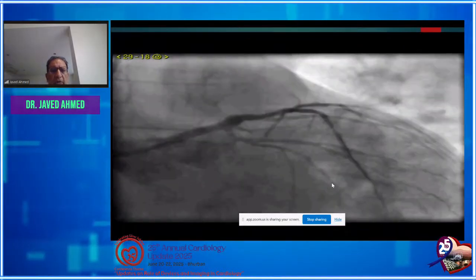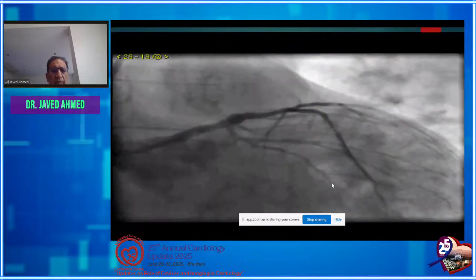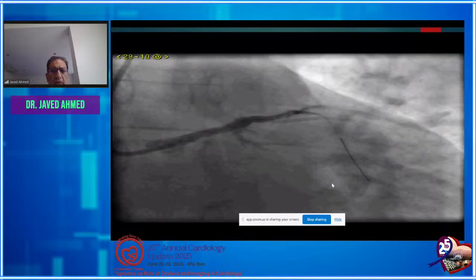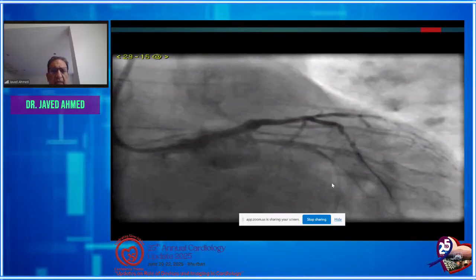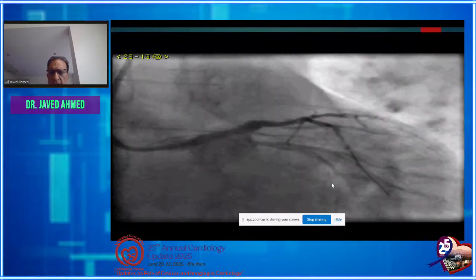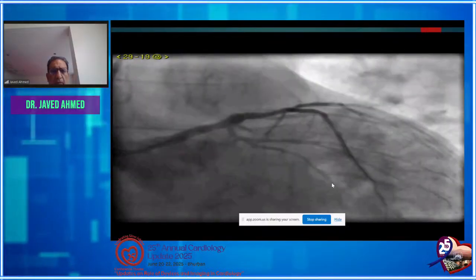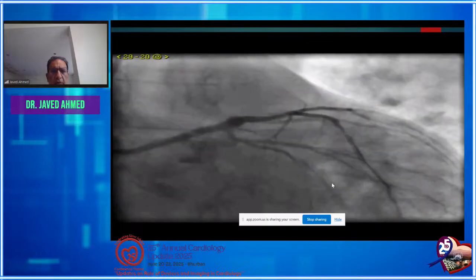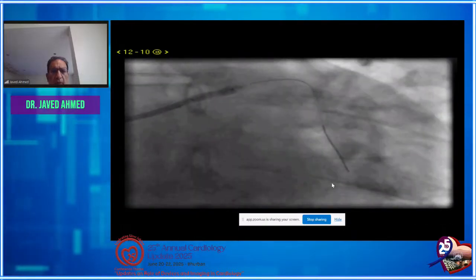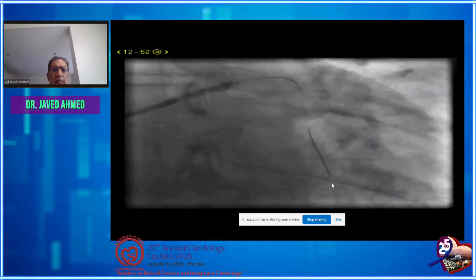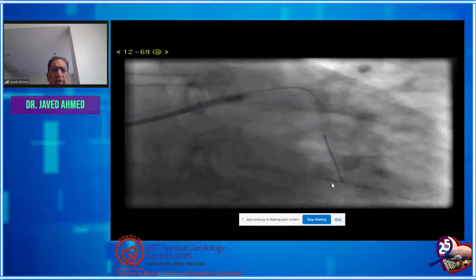And now you could see that after doing the IVL, the patient had a single stent inserted, and it looks back to normal. So this is another picture. And this is a picture where the IVL balloon is still being inflated.